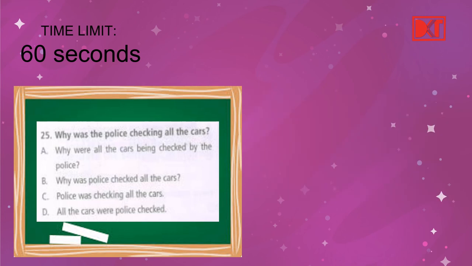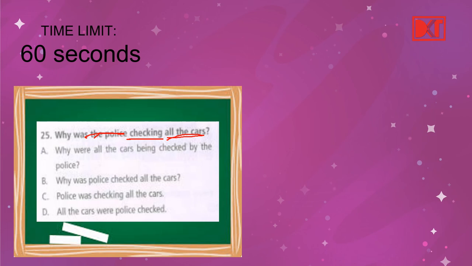Okay. Why was the police checking all the cars? Let's see here. Why was the police checking all the cars? What was happening? The police is the subject, and the verb, what was the action? Checking. What was the object? All the cars. Okay. So what will change here? Subject becomes object, object becomes subject.